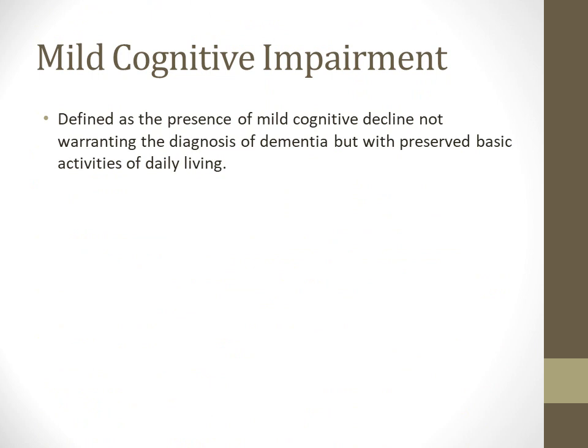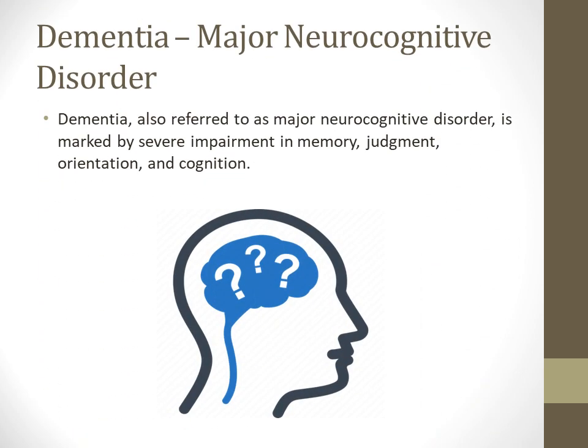Mild cognitive impairment is defined as the presence of mild cognitive decline not warranting the diagnosis of dementia, but with preserved basic activities of daily living. Dementia, also referred to as major neurocognitive disorder, is marked by severe impairment in memory, judgment, orientation, and cognition.